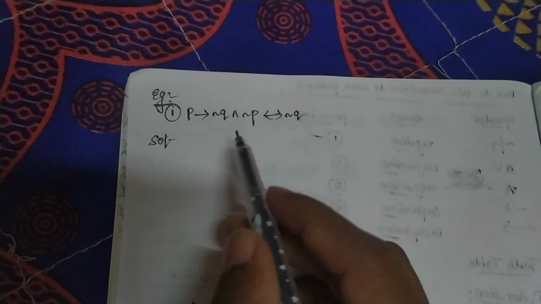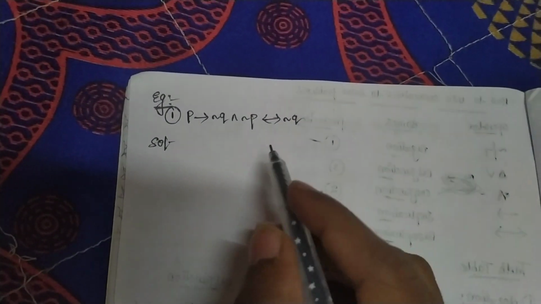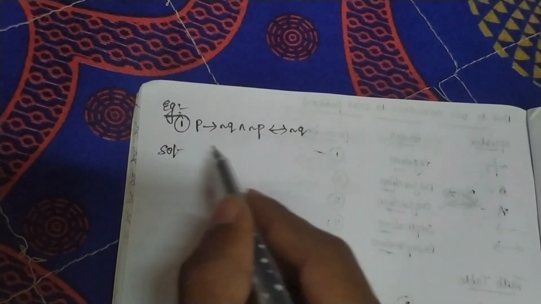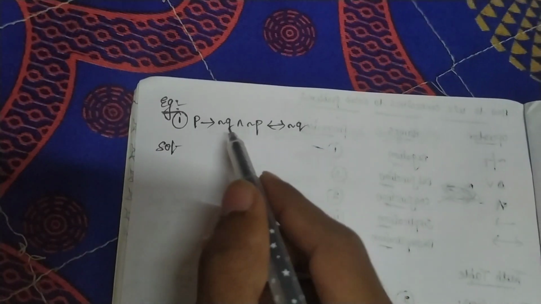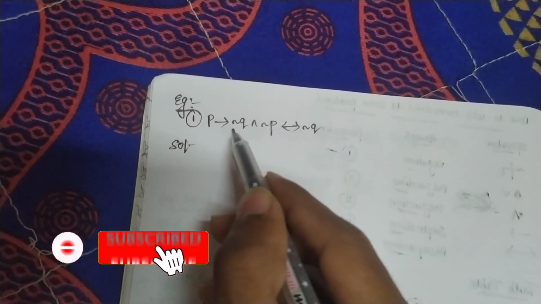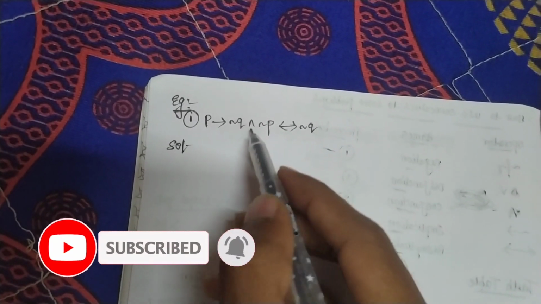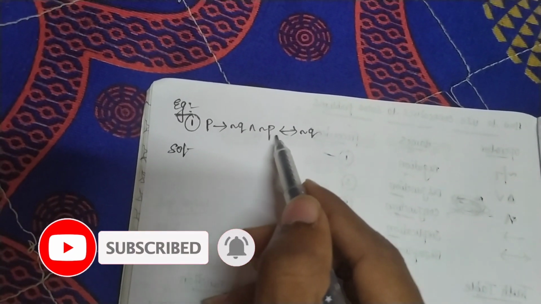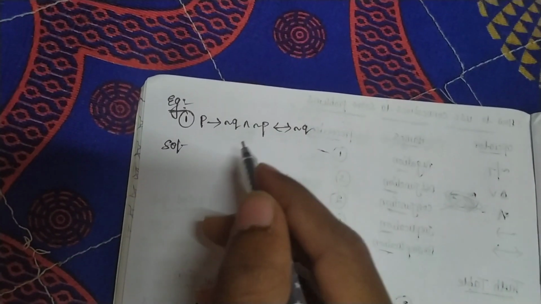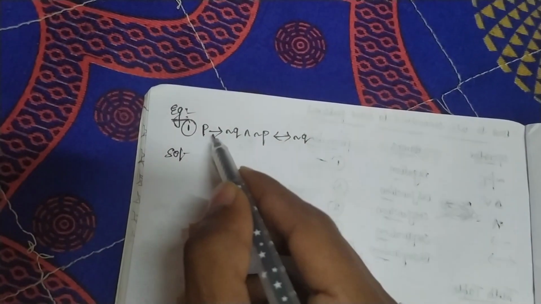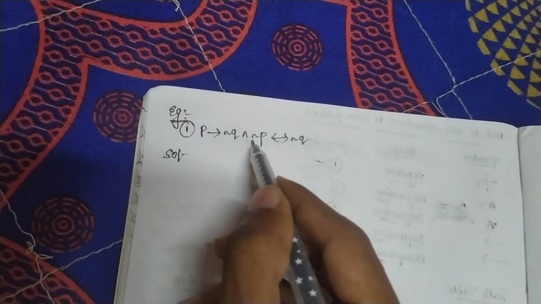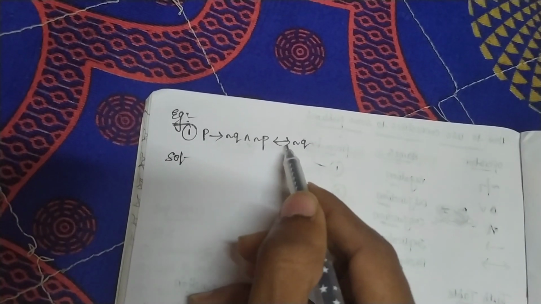Let us consider some examples to understand the connectives very well. Here the given statements are P implies negation Q, and negation P bi-implies negation Q.